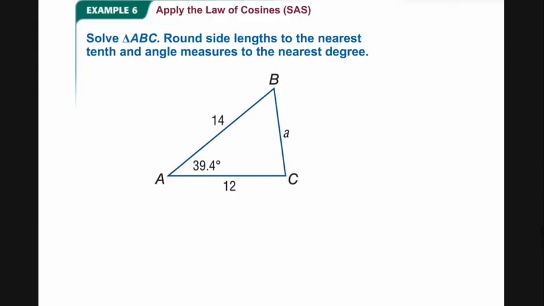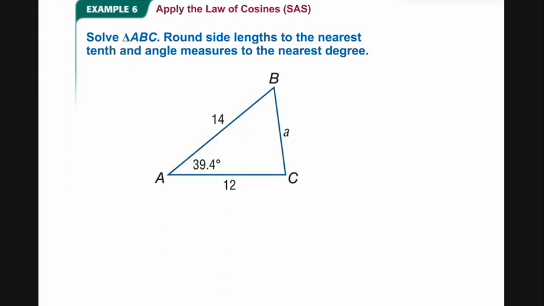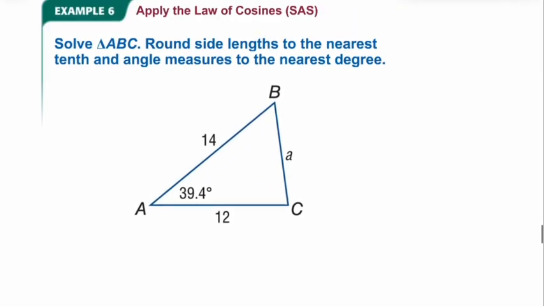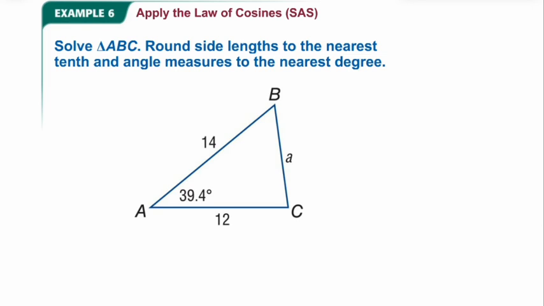Okay, now let's take a look at this one. Do you see how they say to solve the triangle? Now remember, anytime they use that language, they are asking us to find all missing sides and angles. Okay, we're going to round sides to the nearest tenth and angles to the nearest degree. If they don't say otherwise, that's the kind of rounding I want you to do.